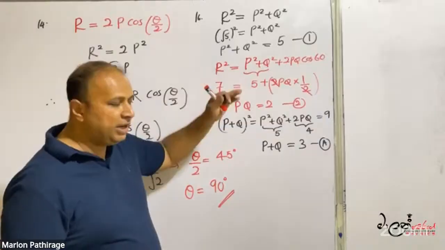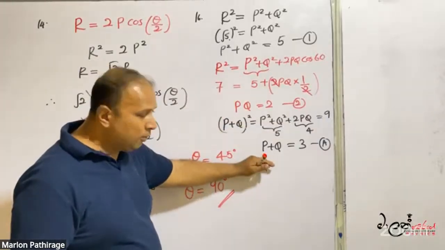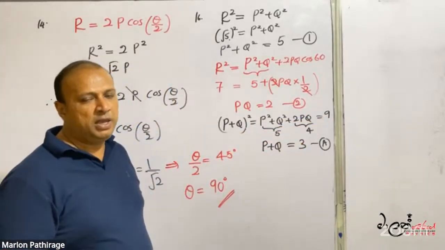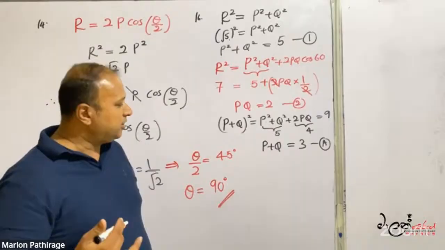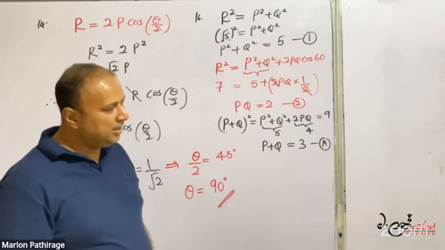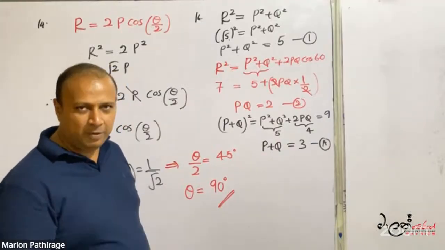So you have to take the square root of both sides. Then P plus Q should be equal to 3. This may be plus or minus 3, but we don't want to consider that because this is not a maths question. This is a physics question. Therefore, no need to worry about that.